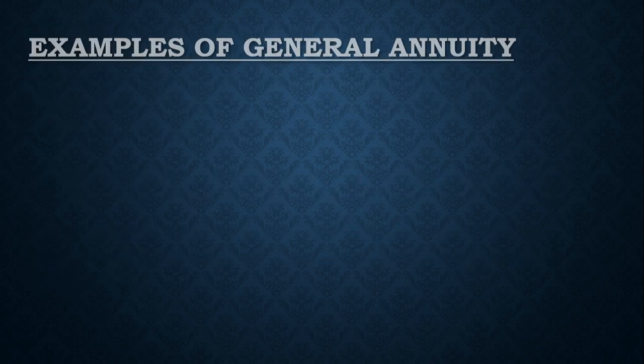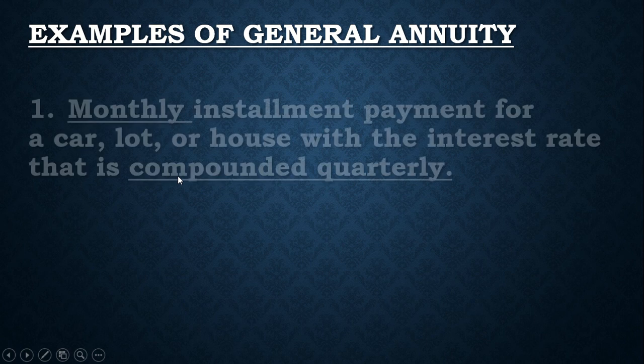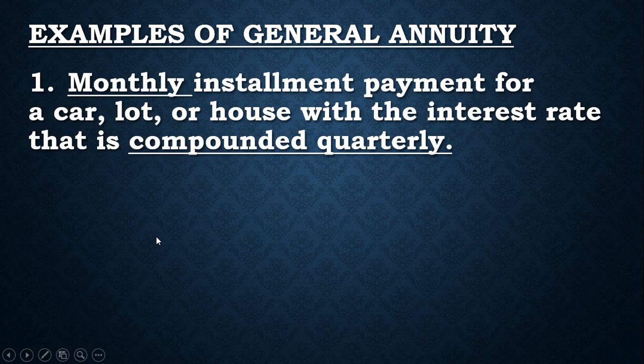Punta naman tayo sa examples of general annuity. Una, monthly installment payment for a car, lot, or house with the interest rate that is compounded quarterly. Halimbawa, ikaw ay nasa installment ng car or kumuha ka ng lote o bahay, tapos ang payment interval mo ay monthly. So, nagbabayad ka ng monthly. Pero ang interest rate or ang tubo na ipinapatong is compounded quarterly. So, compounded quarterly is every 3 months of the year. So, magkaiba ang payment interval mo sa interest compounding period. So, that is general annuity.